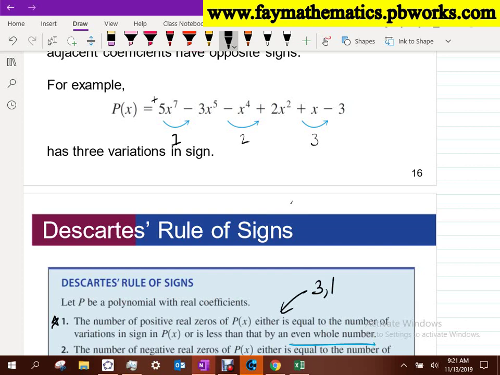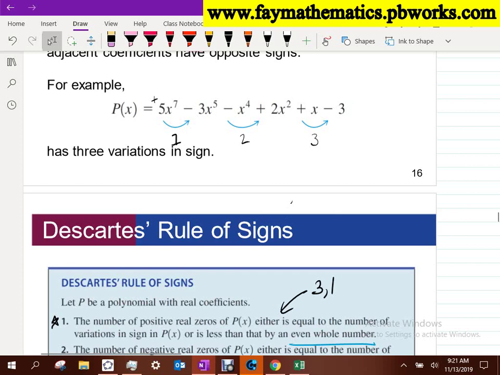And that could cut out half your list. That could cut out 2/3 of your list of P over Qs that you would have to try. So that's a nice fact to have as we're working through these problems. Okay? Now that's only positive real zeros.